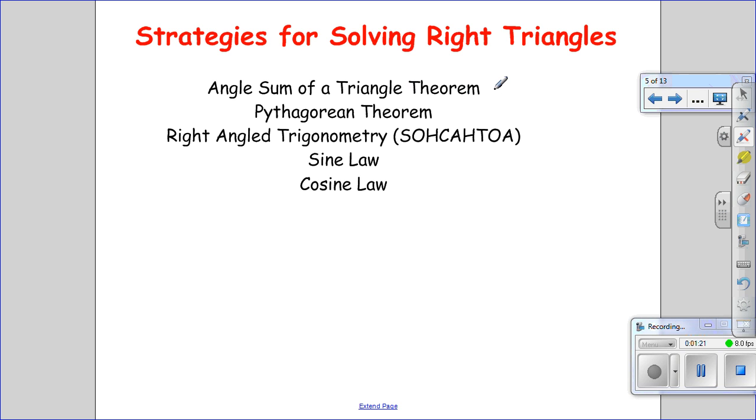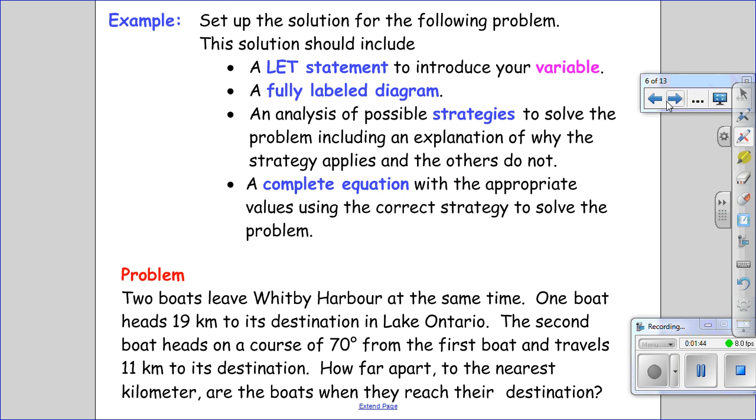And we need to remember there are several things we can use to solve triangles. And I think that should just say solve triangles, not right triangles. Sorry about that, guys. The angle sum of a triangle theorem is very useful. Pythagorean theorem. Right angle trigonometry using the primary trig ratios, or we can use the word SOHCAHTOA to help us remember that. Sine law and cosine law.